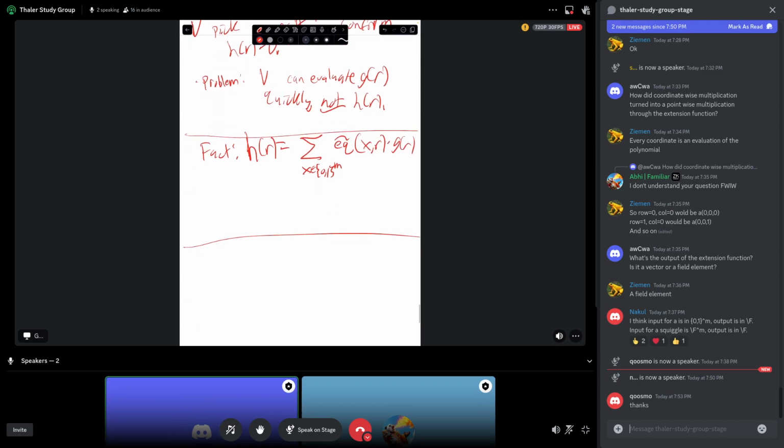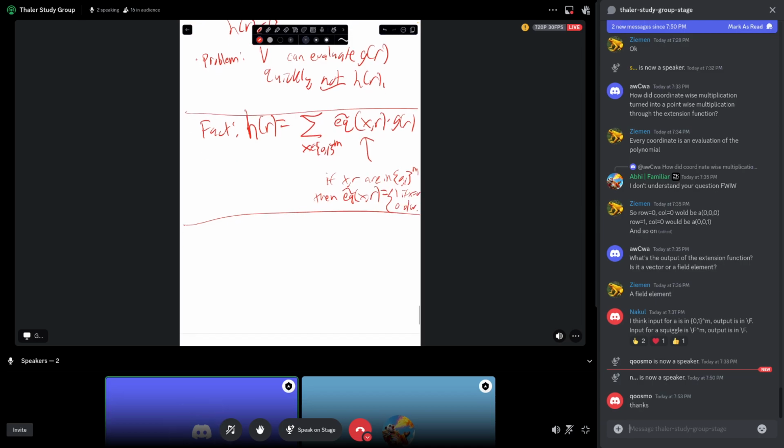Okay, so this is the multilinear extension of the function that, if x and r are in the hypercube, the equality function spits out 1 if x equals r and 0 otherwise. I think we talked about this function last time, right?